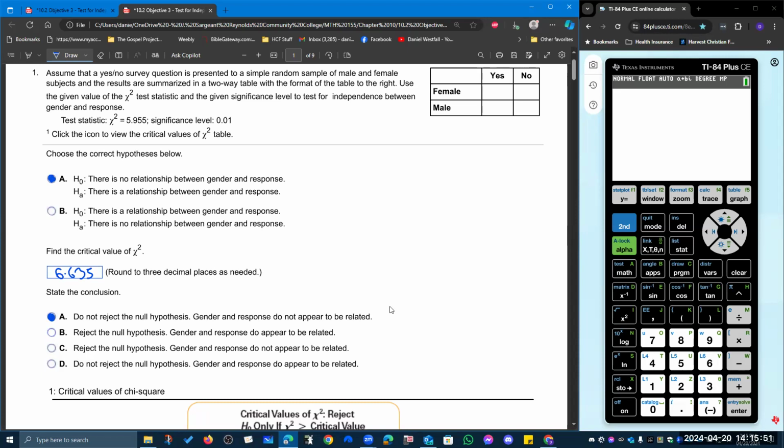We'd only say that they appear to be related if the test statistic was in our rejection region. So over here we have our critical value of 6.635, and there's a tail over here. We're over here at 5.955. We're not in that rejection region.